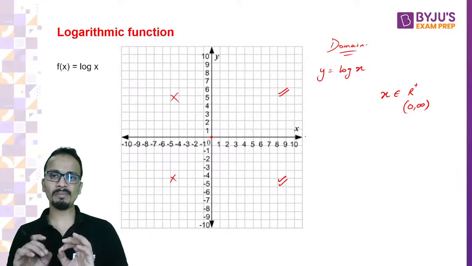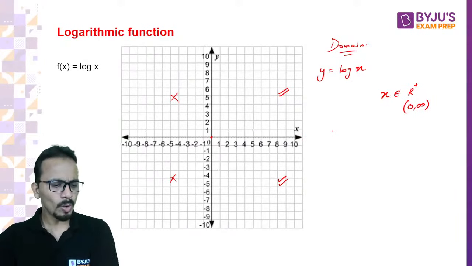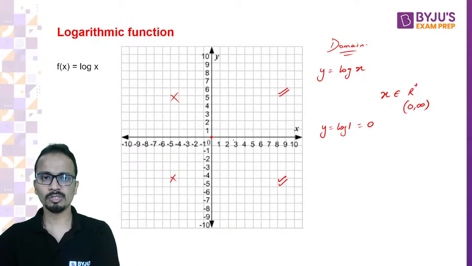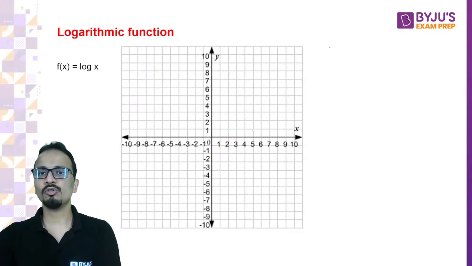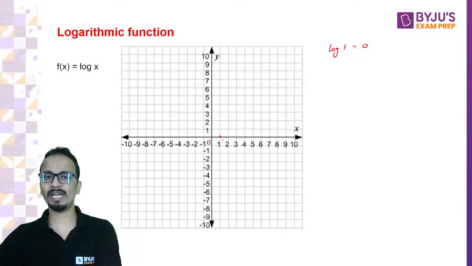Alright, so this is one basic thing about log functions. Okay, now if you understand log functions, the value of log 1 is equal to 0. So at x equal to 1, the value will be equal to 0. Okay, so let me erase a few things. So log of 1 is equal to 0. So the graph will intersect x axis at x equal to 1.